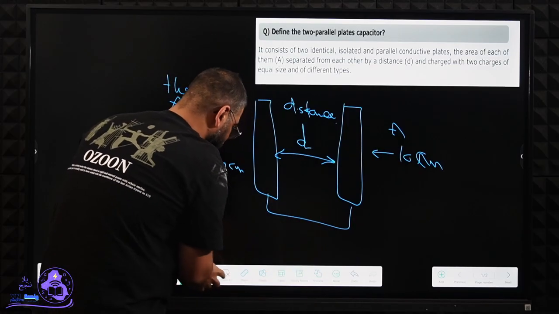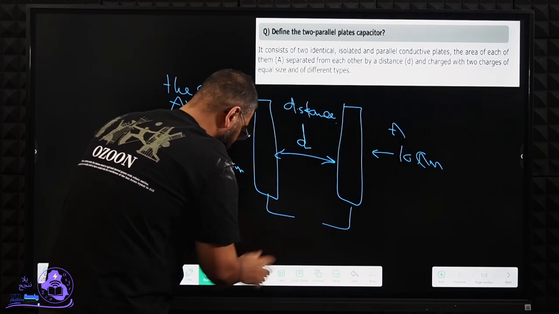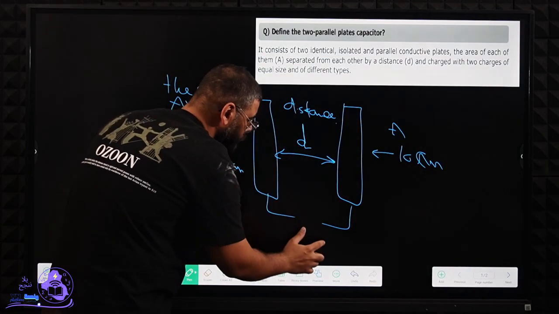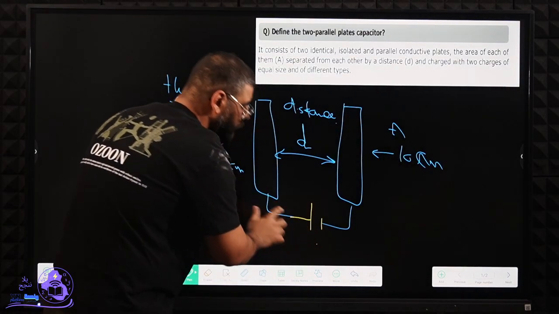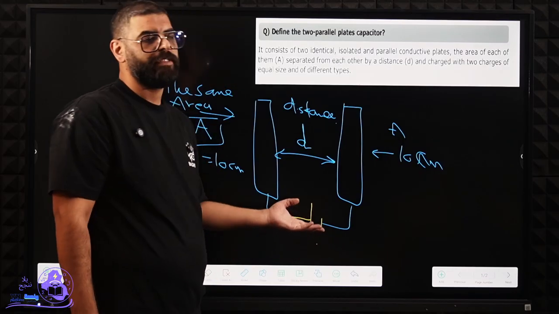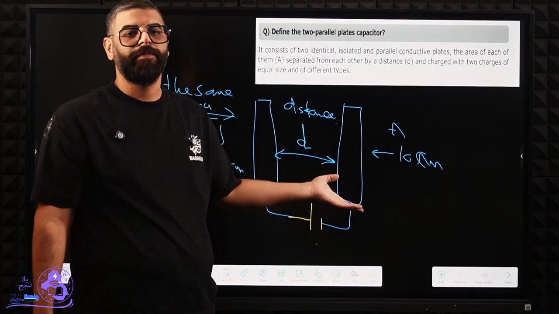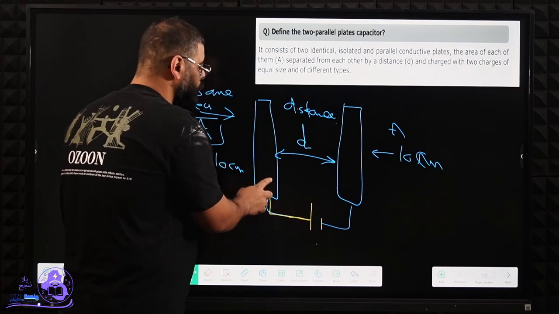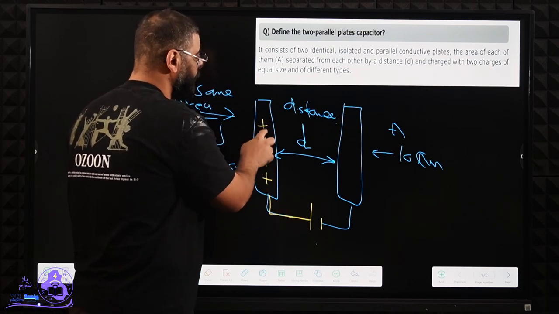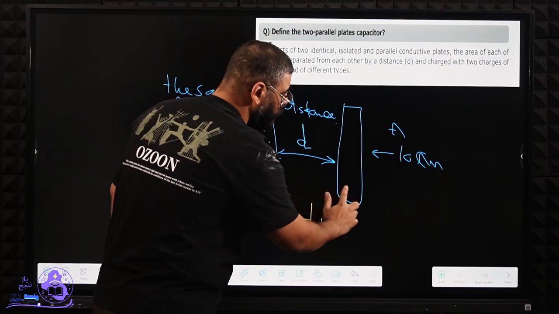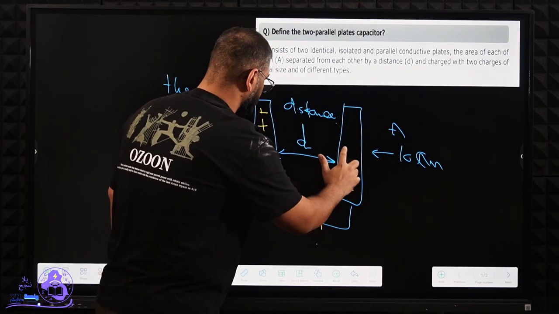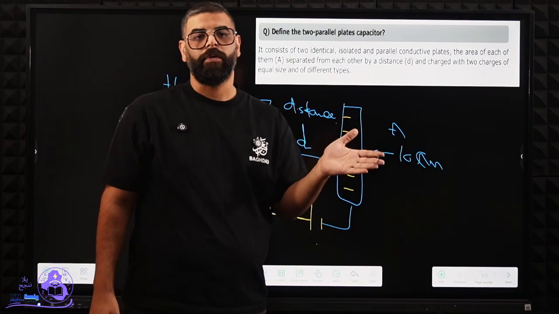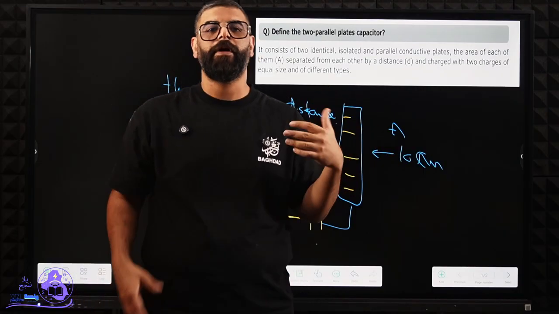okay? Let's assume here that we have a power supply, which is, let's assume, a battery here. And then this side could be charged with positive charges, and that side will be charged with the negative charges. So the number of charges are equal on both of them, but the types of them are different.